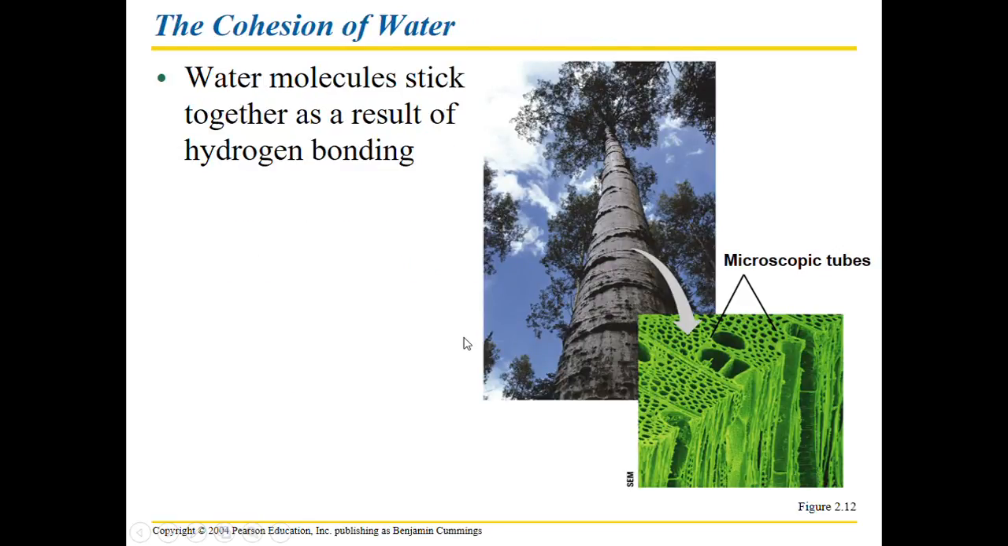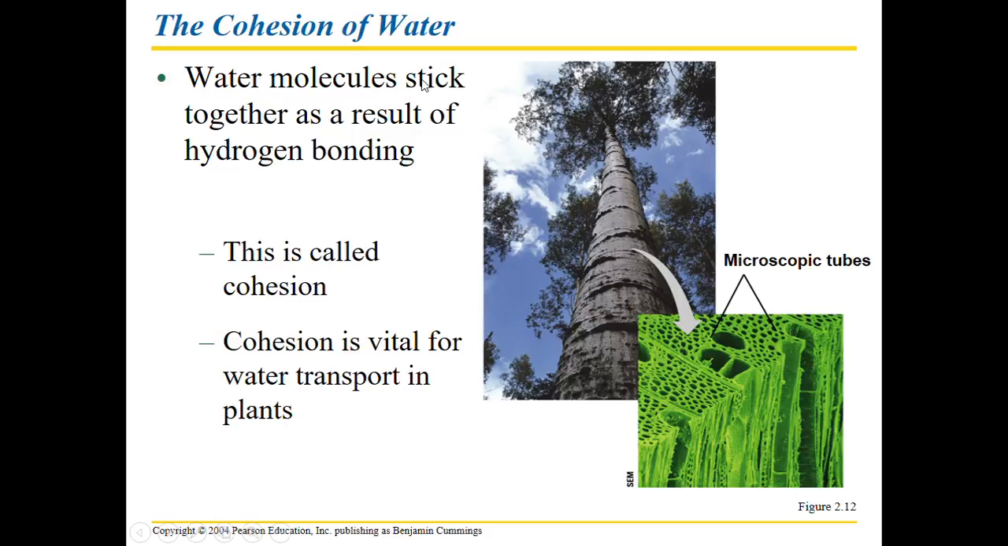So the cohesion of water. Hydrogen bonds are attracted to each other. Water molecules stick together because of these hydrogen bonds, and that's called cohesion. This is super important for water transport in plants and what allows roots and shoots to absorb all that water from the ground and bring it up into its leaves, for example, with this tree.